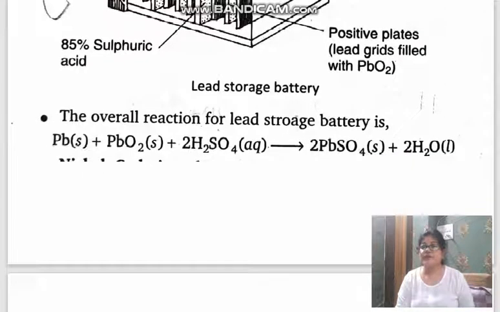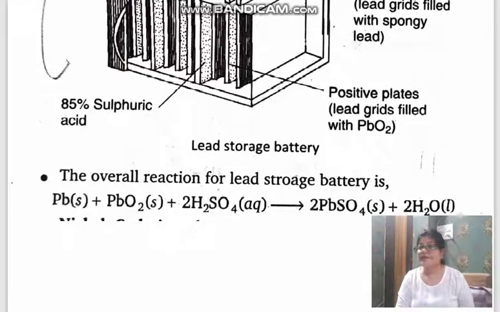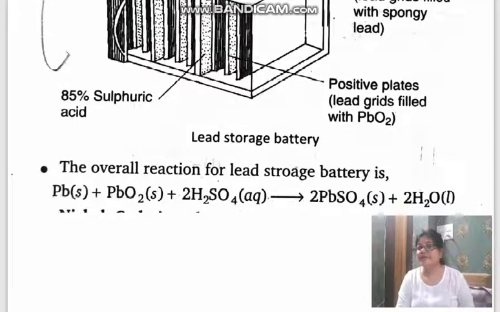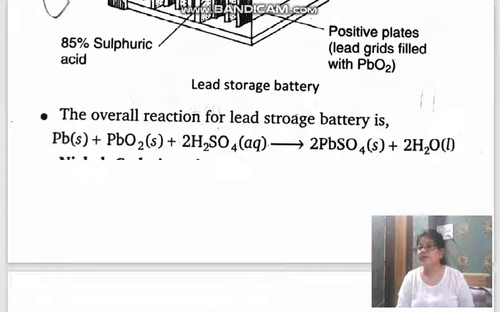Now the overall reaction for the lead storage battery, that means there is a sulfuric acid. So lead storage battery, that means there is a lead. Lead means Pb, that is plumbum, that's the Latin name. So in this we have lead grids and lead oxide, which is filled in these lead grids, and there is a sulfuric acid in between them. Dark one is the lead grid, and the dots, this is sulfuric acid. So these react with each other and they form lead sulfate and water.